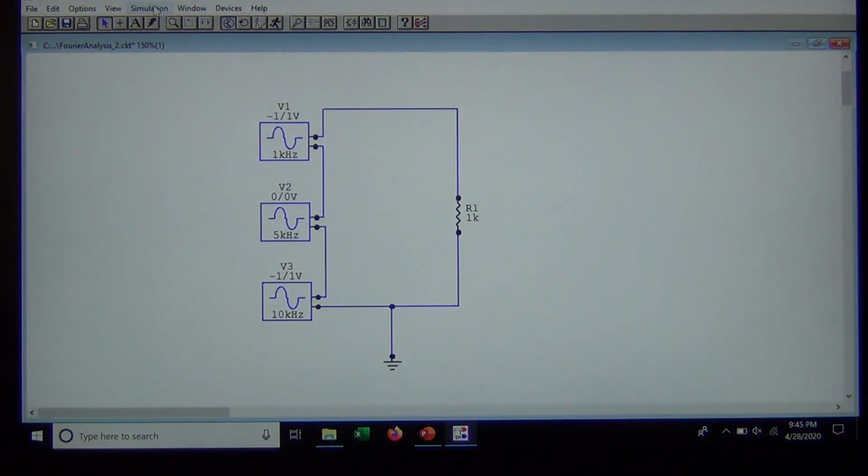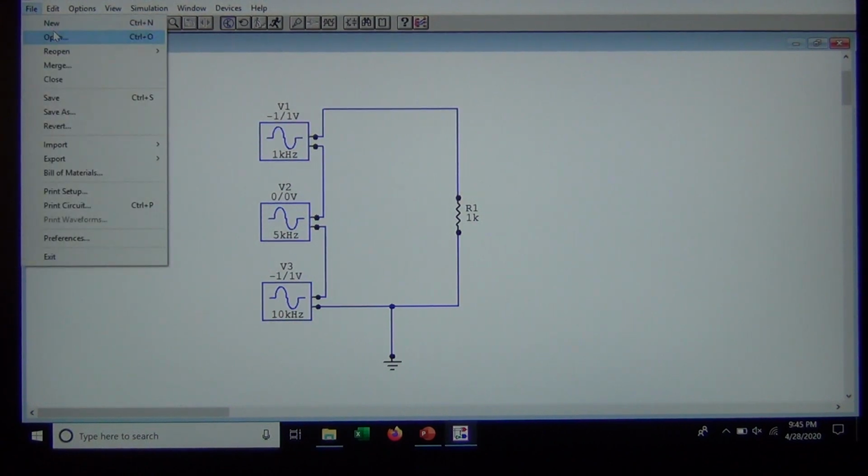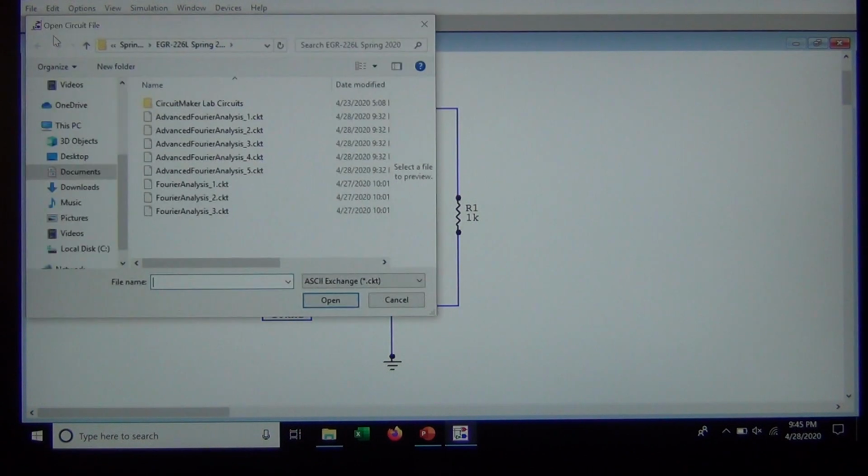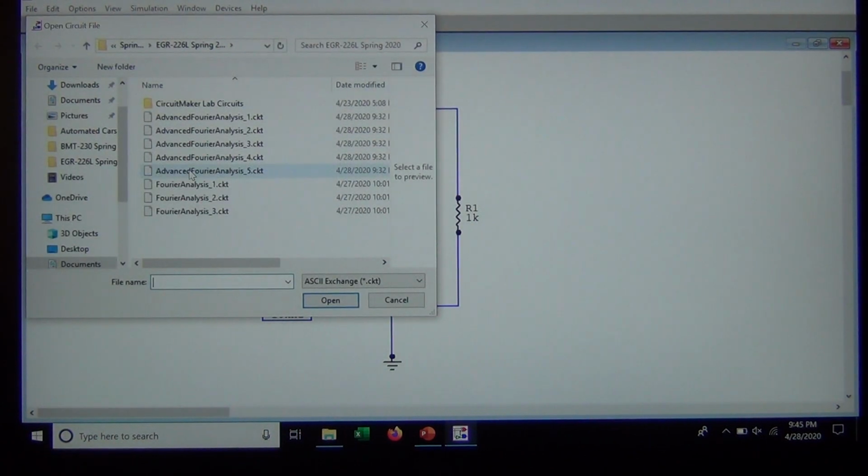Okay, so now I'm going to go back to the first one, I believe. Let's see. Do I want to do that? File. Yes, I want to go back to the first one. And here we go, Fourier analysis.